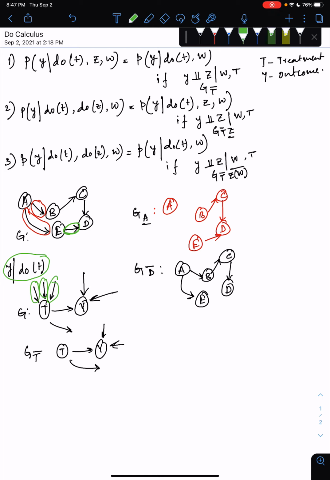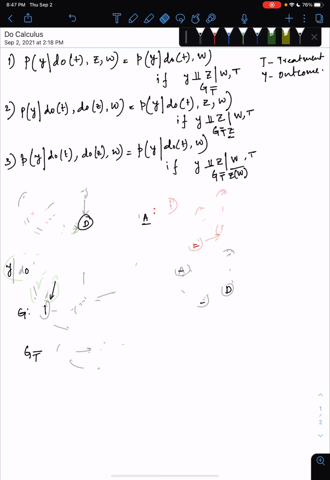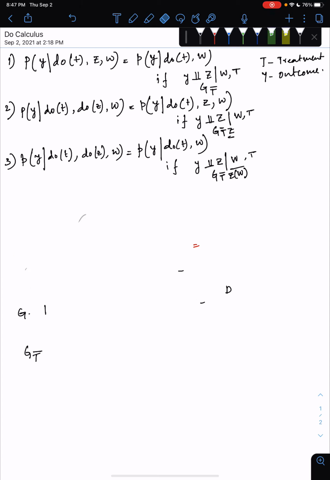Okay, so let's analyze the first three rules one by one. Let me remove this, I won't be requiring it. Going forward, a lot of things that I'll be saying you will be able to find in the lecture notes of Brady Neal, but I'll be trying to present it in a different way. So let's do it.